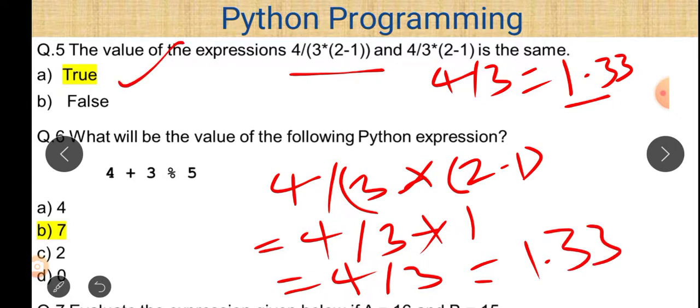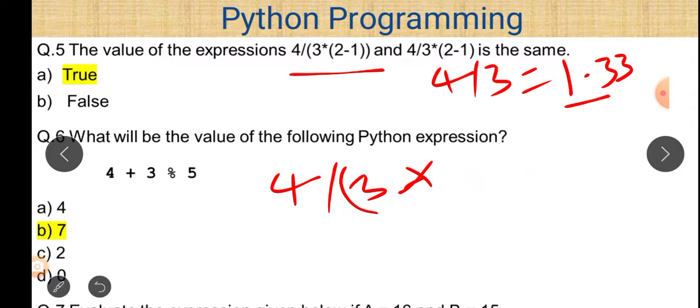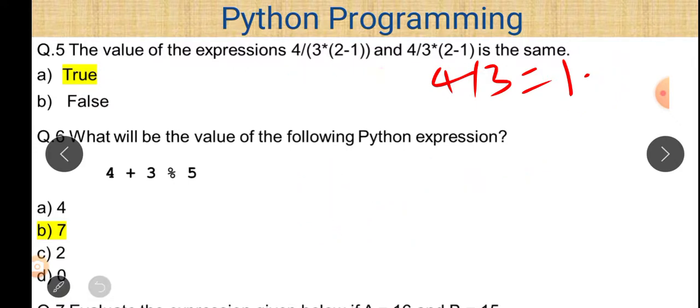The most important thing is that parentheses are always solved first in an expression, in mathematics as well as in the Python programming language. Now let us take another question. So the answer is true. True is found.